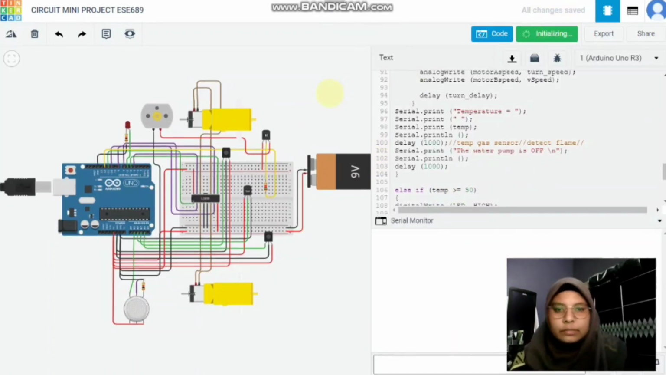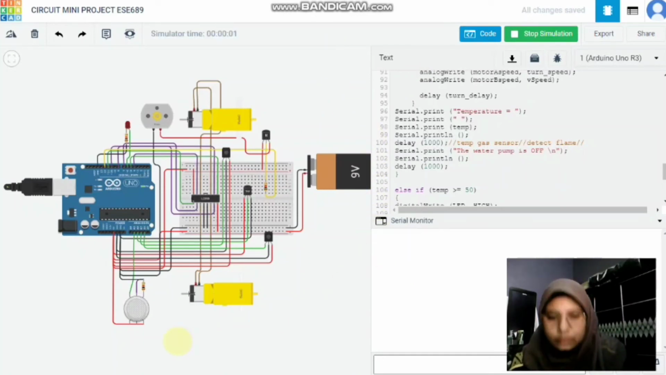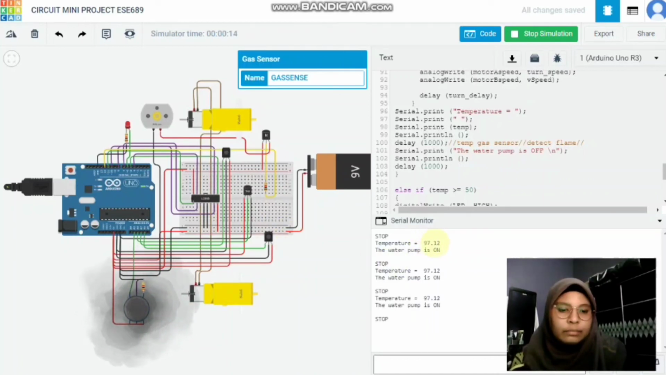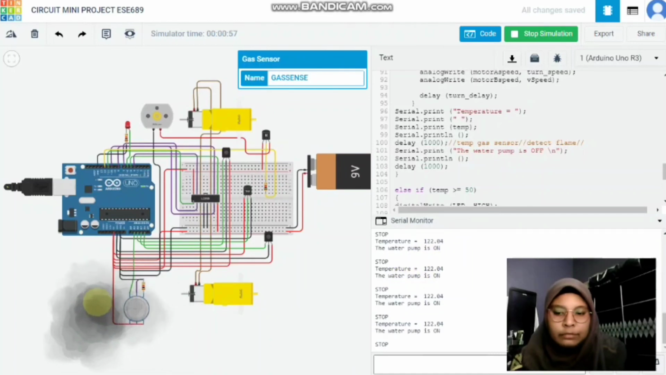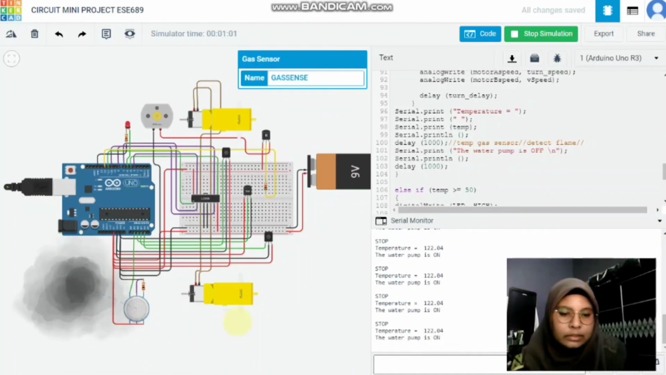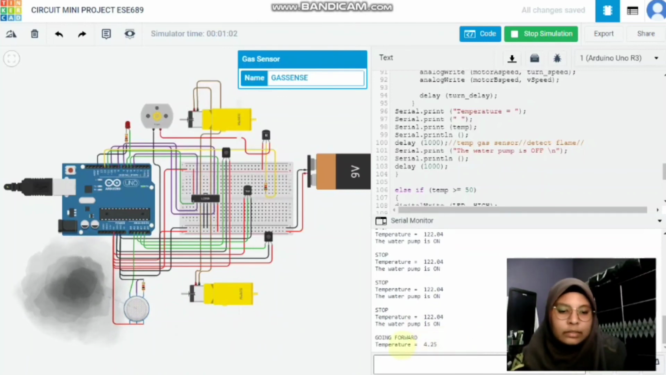So I will start the simulation. It will be stopped because the gas sensor detects smoke nearby, and then the temperature is 97.1. And if I move the smoke away from the gas sensor, it starts going forward.